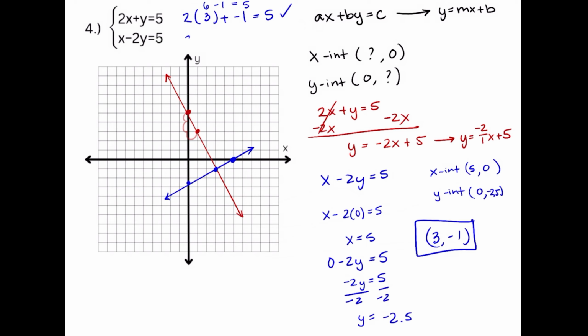So it's 3 minus 2 times -1. And let's see if that equals 5. Well, -2 times -1 is +2. And 3 plus 2 does equal 5. So we're good. So after you've checked your solution, you know that you're right, you're set to go.